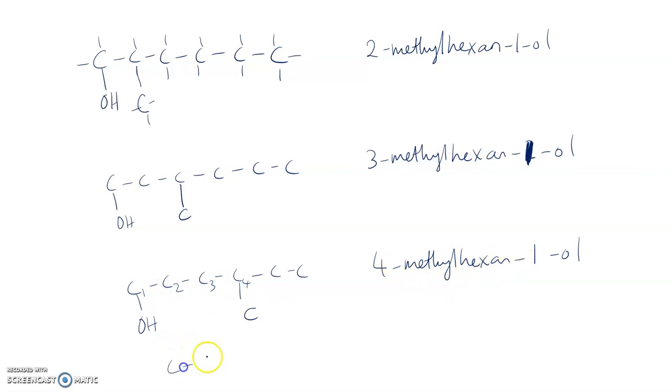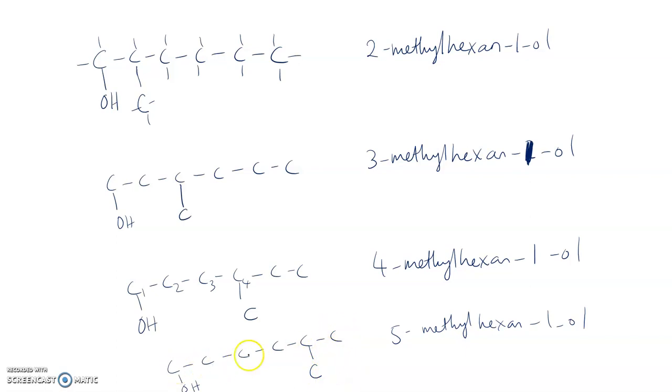Yeah, I can keep moving it. 1, 2, 3, 4, 5, 6. I can keep moving it. This is 4. I can move the branch again. Okay, so this becomes 5-methyl hexan-1-ol.